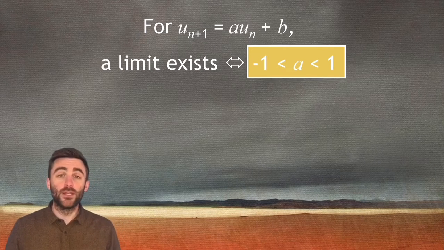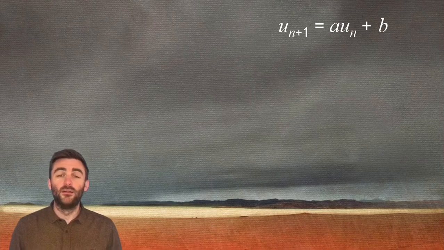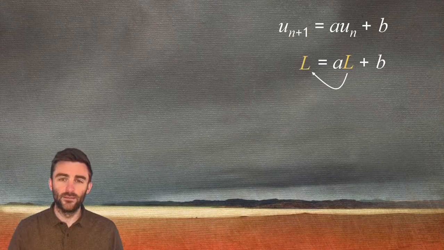But the main thing we're going to be interested in is how do we actually calculate what the value of the limit is? Well, we can work this out fairly easily by thinking about what happens when we reach the limit. If I reach the limit and substitute it back into the recurrence relation, a times the limit add b, well, that must take me back to the limit. So in theory, if we reach the limit, it's just going to give us the limit back out.